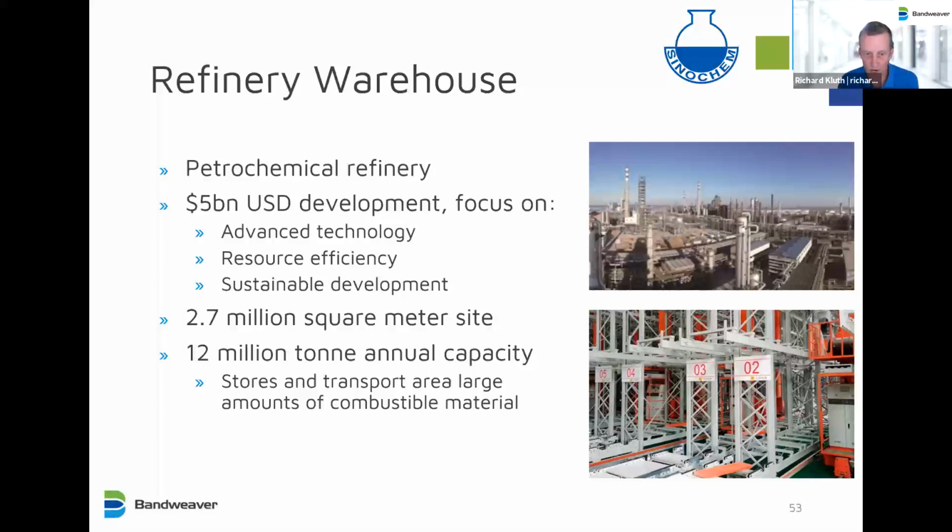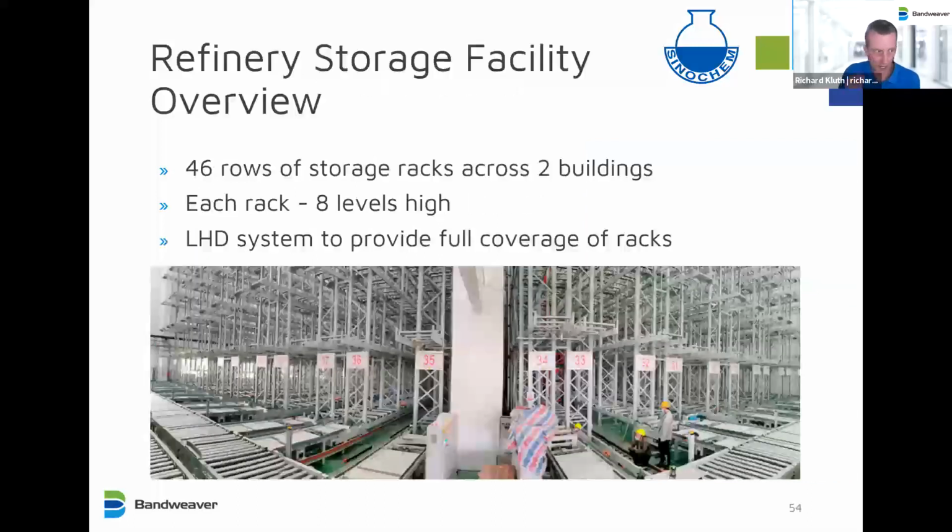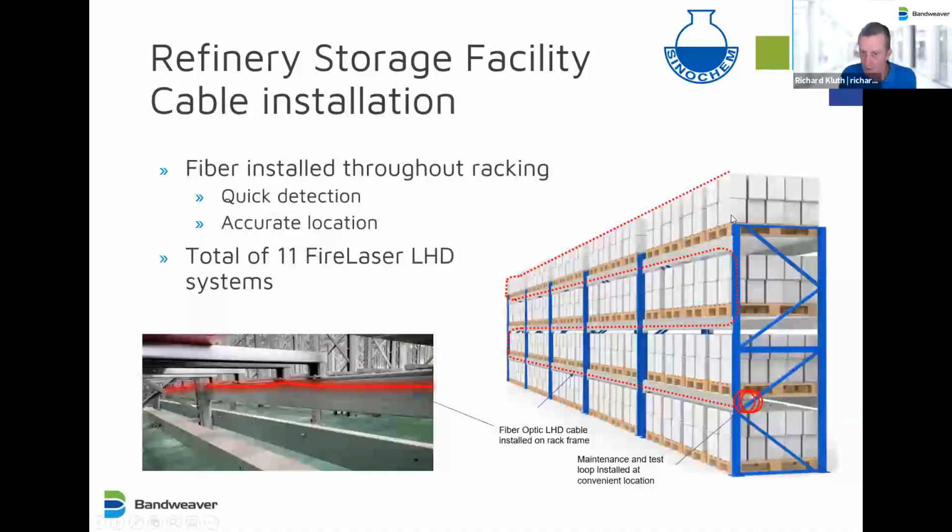So in the storage and transport areas, there are large amounts of combustible material. The fiber optic linear heat detection system was installed in a high-tech storage facility with 6 rows of storage racks across 2 buildings. Each rack had 8 levels, and the linear heat detection system provided full coverage of the racks. And what I mean by that is that it was deployed within the rack itself. You can see it going backwards and forwards like this.